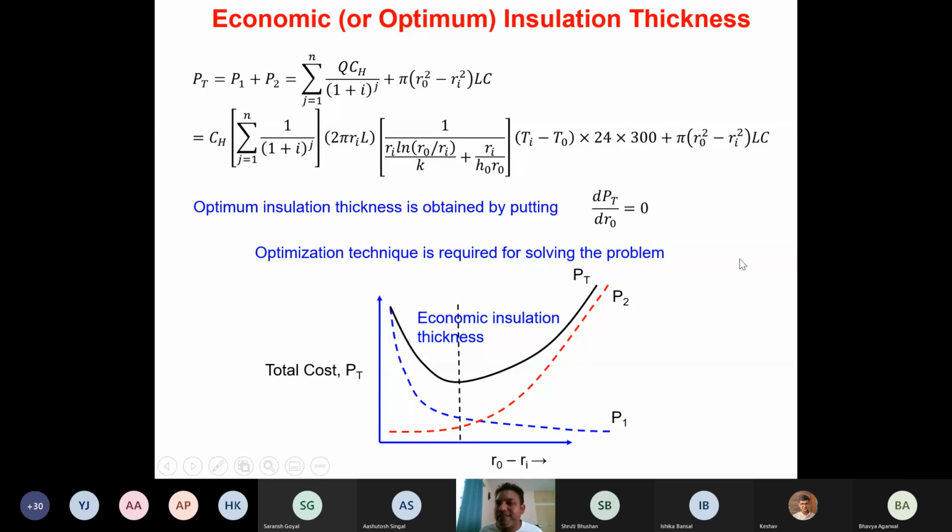Since this equation is a little bit complicated, usually optimization techniques are required to solve this. And if you look at how individual costs are represented here, P1 is going to decrease with increase in the insulation thickness. Similarly, P2, which is nothing but the insulation cost, is going to increase as the insulation thickness increases, and the optimum is based on the total of these. So the optimum is around here, which is nothing but the economic insulation thickness, which can be obtained by solving this differentiation.